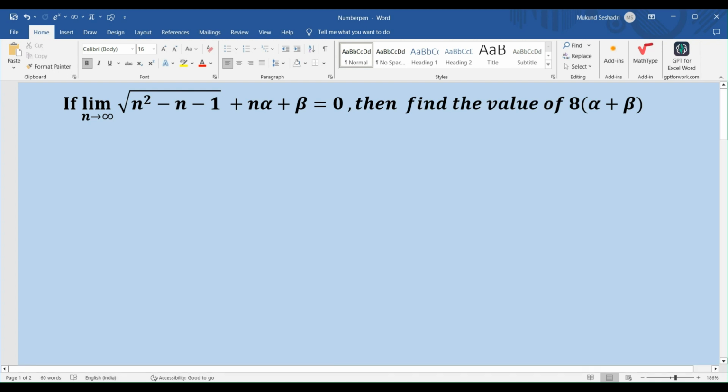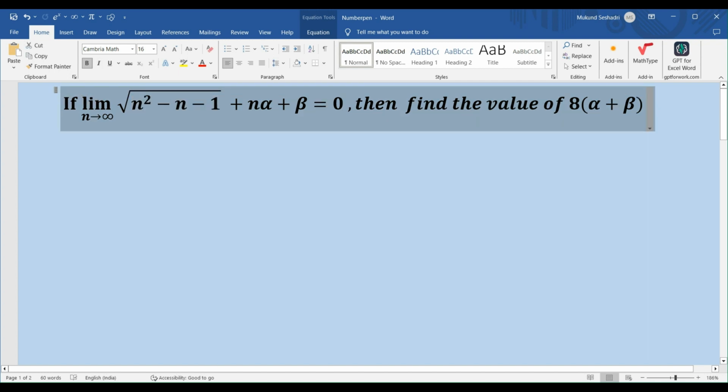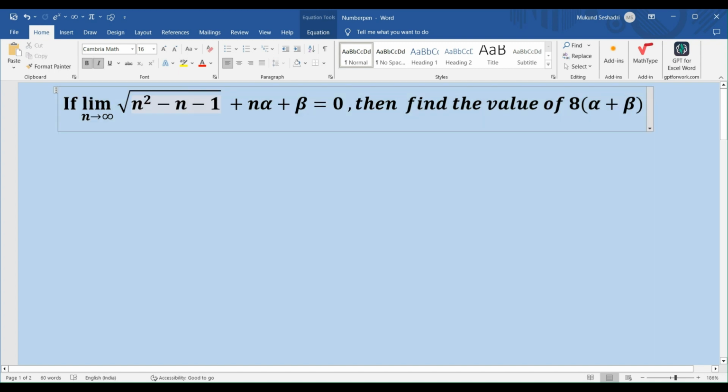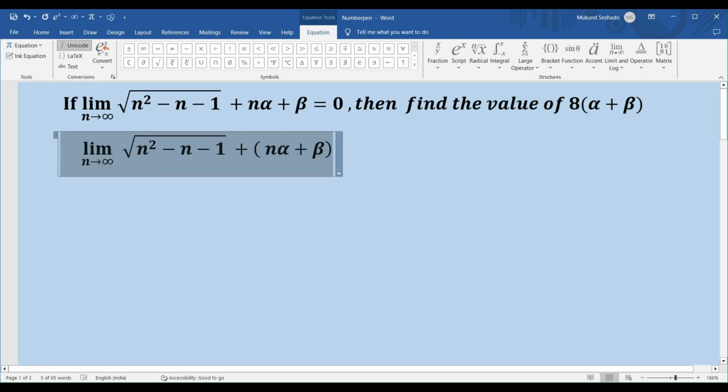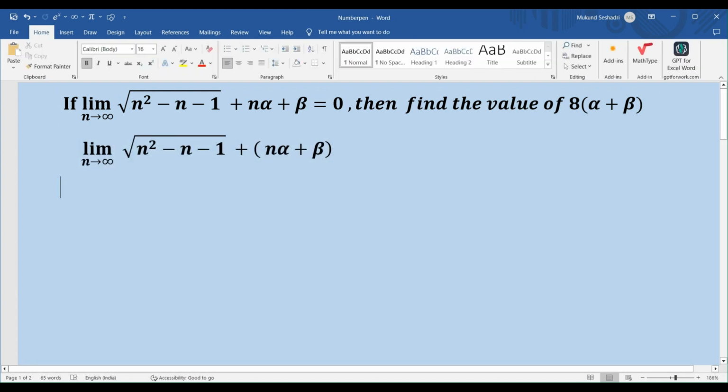What we have been given is an expression in terms of n, and as n tends to infinity, the expression tends to a finite limit, right? So let's write down the expression that has been given to us: limit n tends to infinity, square root of n square minus n minus 1 plus n alpha plus beta.